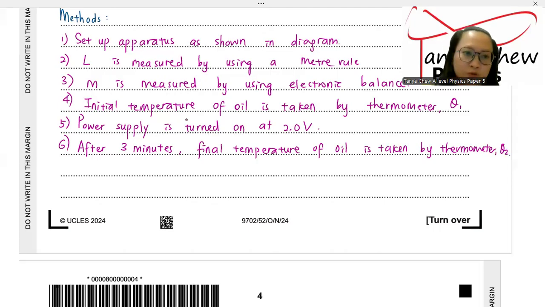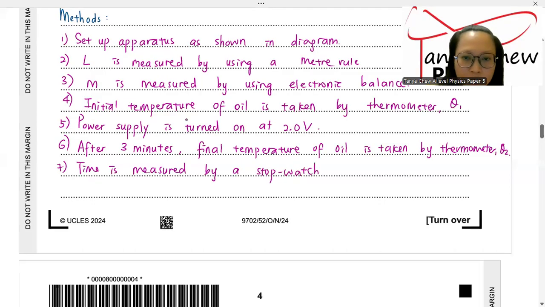Okay, I put theta 2. And then time is measured by a stopwatch. And then I said that delta theta, I don't have to explain every symbol here because I have already explained, is theta 2 minus theta 1.